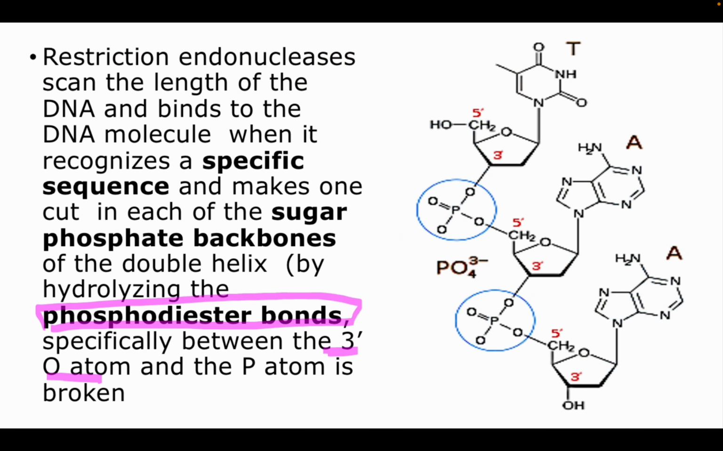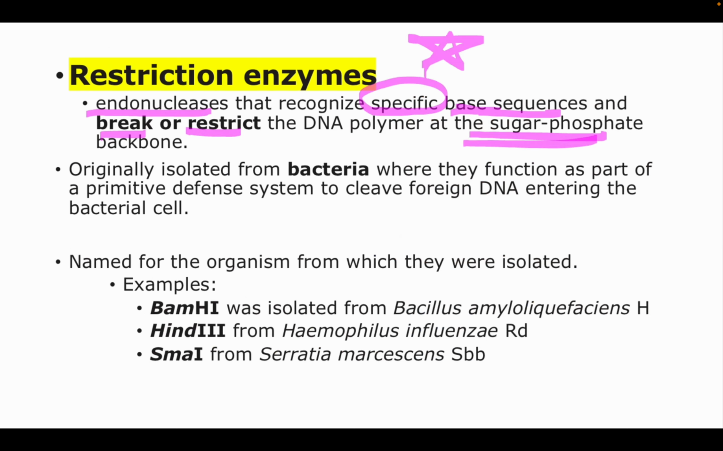So you have here the enlarged version. This is 1, 2, this is the 3' oxygen atom. The restriction enzyme will have its function here, and the phosphate atom is broken. That is the specific region of action of your restriction enzyme. So it cleaves, breaks, and cuts the DNA at the 3' oxygen atom, breaking the phosphate bonds.